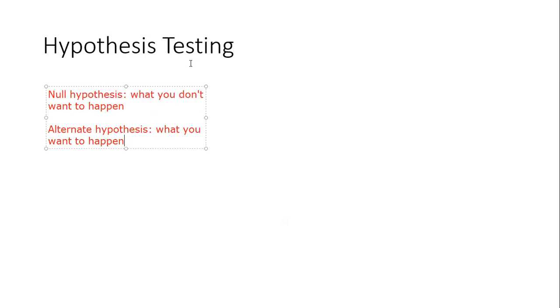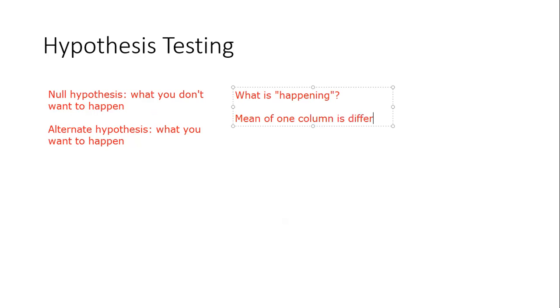So in order to understand this very childish statement, what I mean to say, okay, what do you mean by happen? So what is happening? Okay, happening ka kya matlab hai? So for example, I can say that mean of one column is different from the mean of the other column. That is one thing I would want to say.